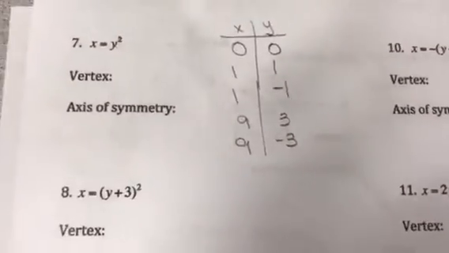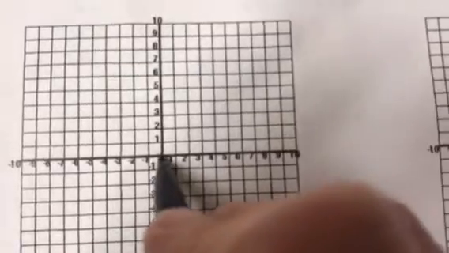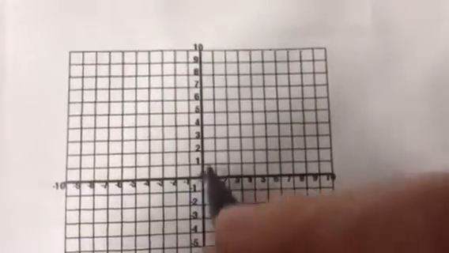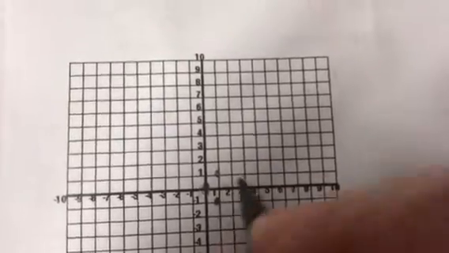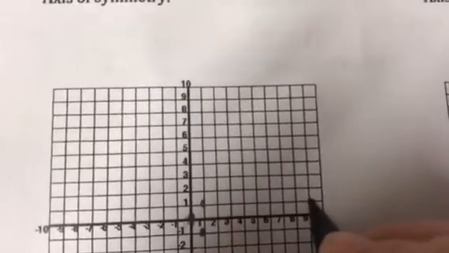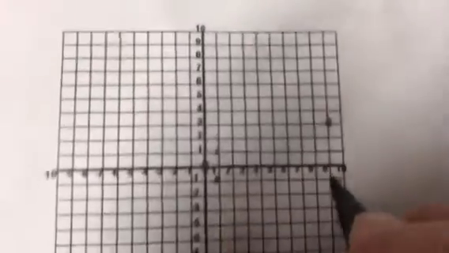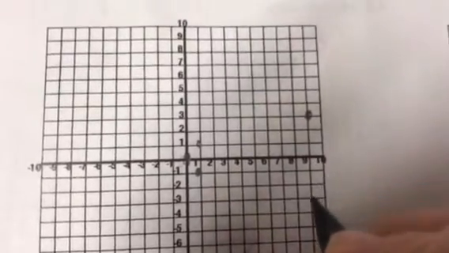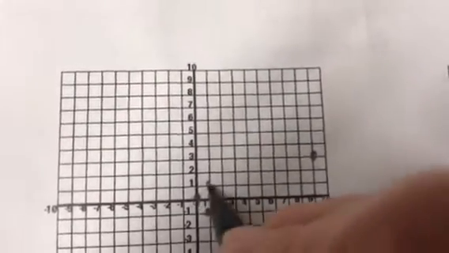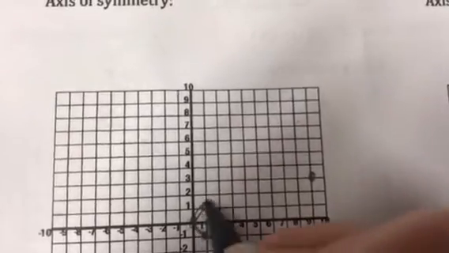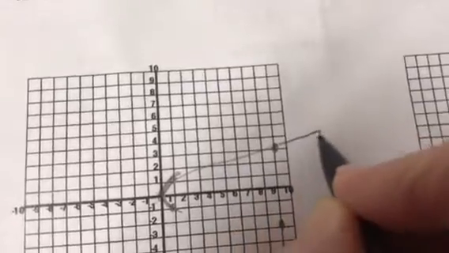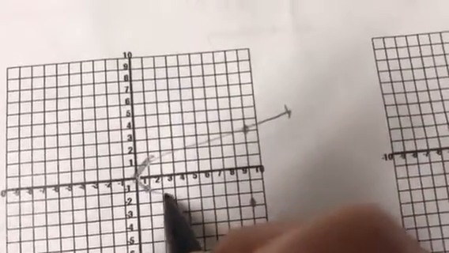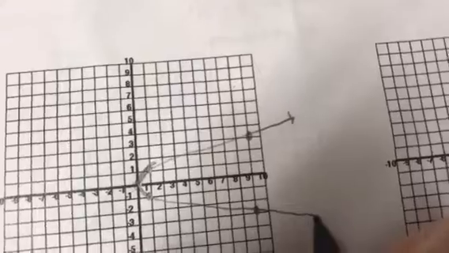So let's plug that in, see what it looks like. So we're going to go down here on my graph. Here's 0, 0. Here's 1, 1. And 1, -1, and 9, 3, and 9, -3. So again, this should be a nice, smooth, rounded curve. I almost, through my phone, made that look like a V. Don't do that. So here's my nice, smooth curve right there.